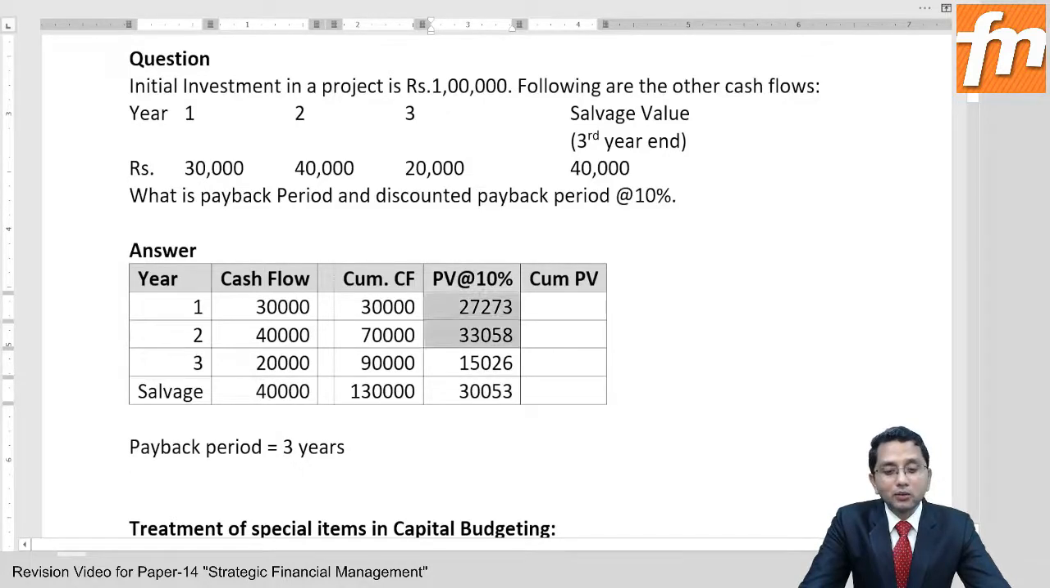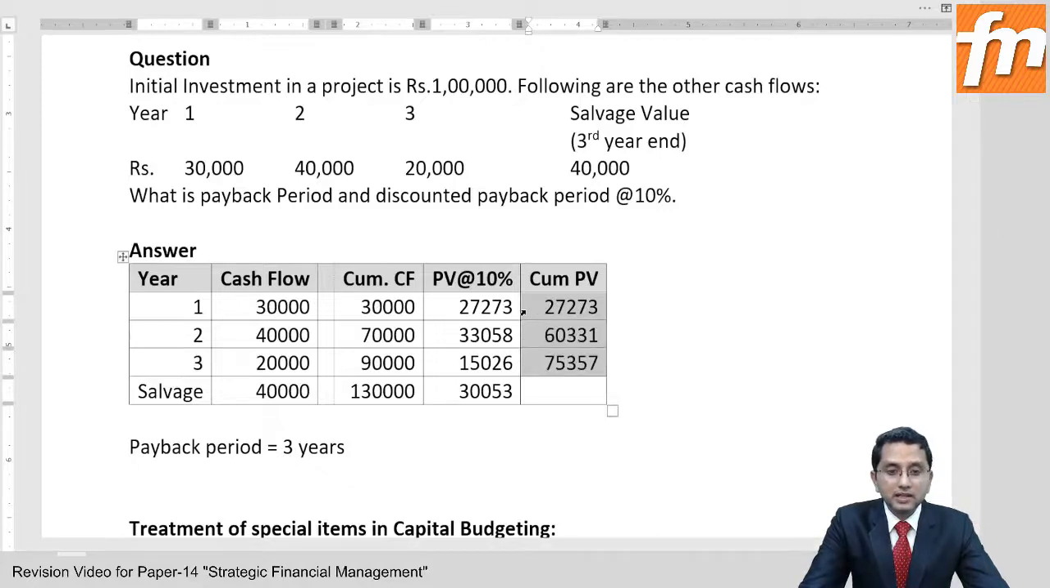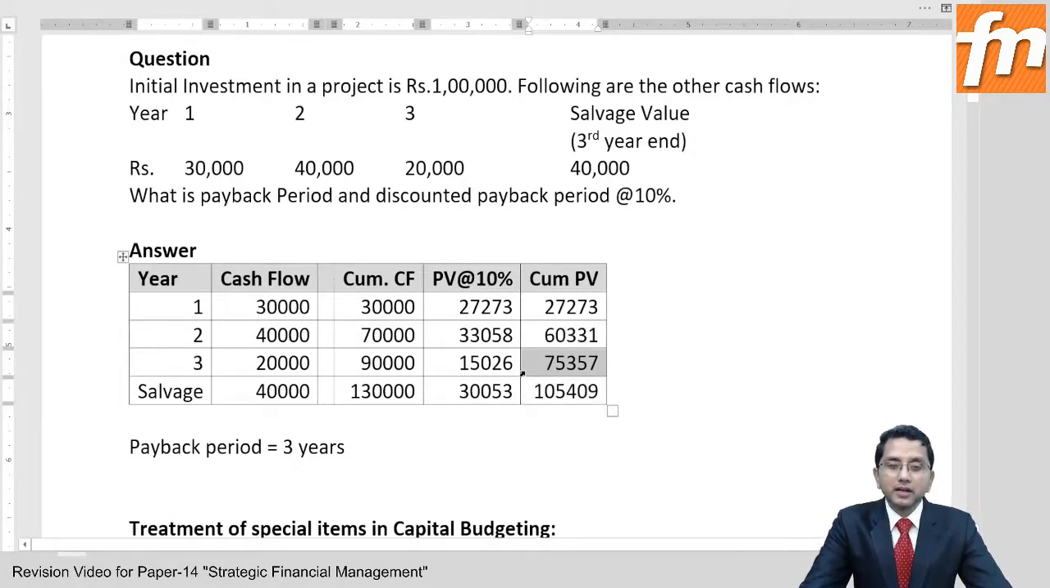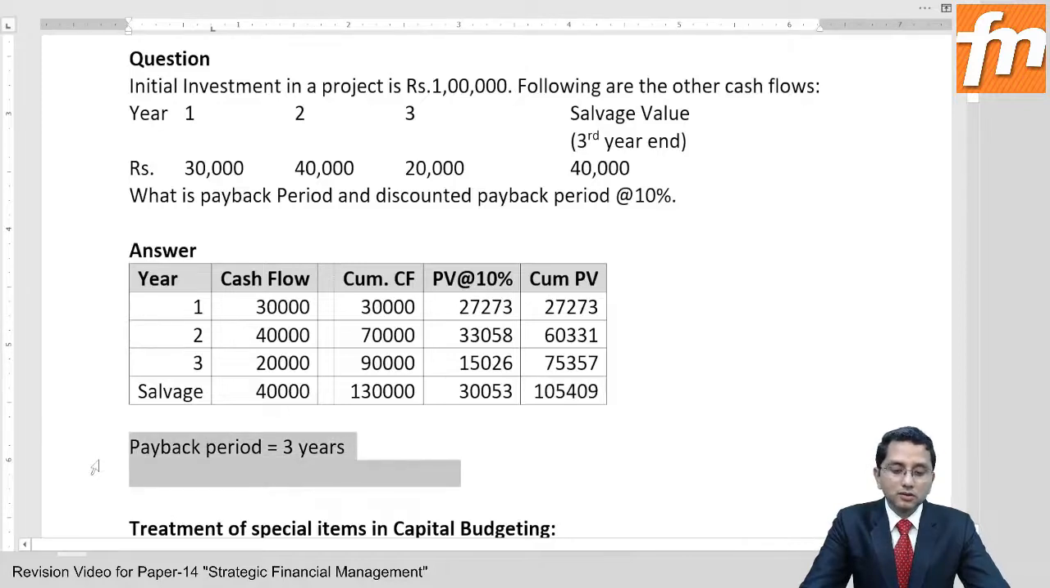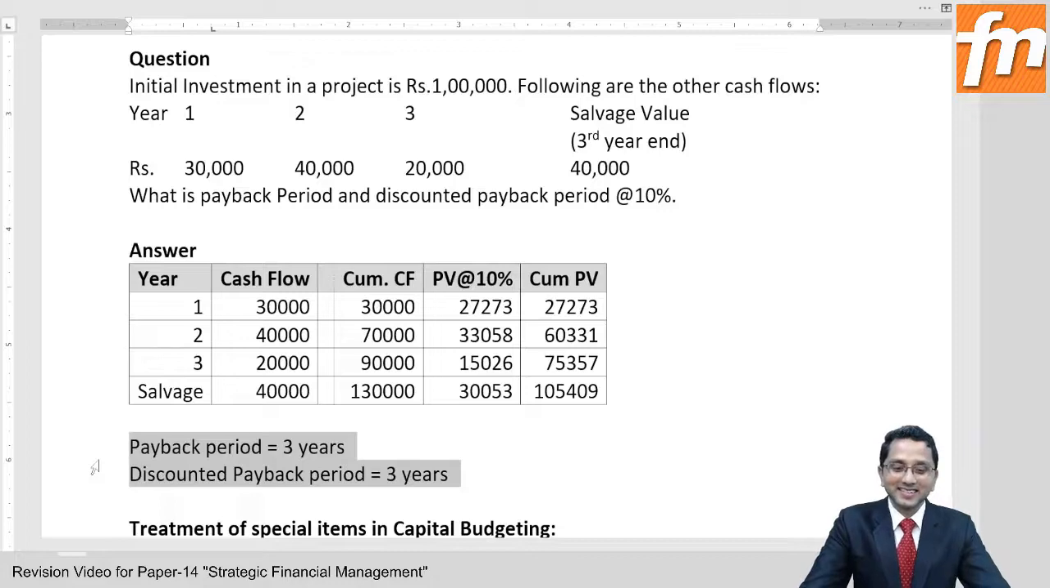How to calculate discounted payback period? First you calculate present value and then you make a cumulative total. 27 plus 33 is 60, plus 15 is 75, plus 30 is 1,05,000. So till the end of third year, my initial investment is not recovered. Then I need to use salvage value. So my discounted payback period is also 3 years. Interesting, isn't it?